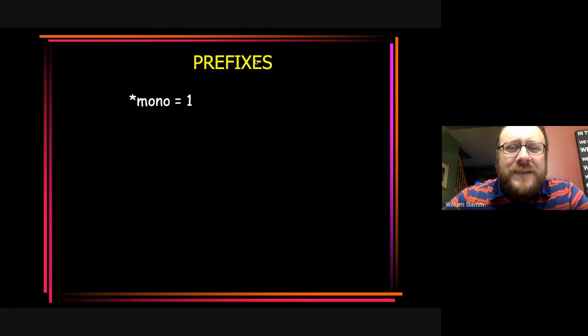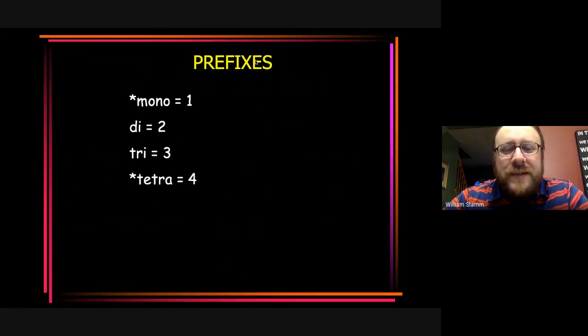So let's go with the prefixes first, and these are pretty standard prefixes, so I don't think there's going to be much confusion for these. Mono means one, obviously. Di, in this case, is going to mean two. Tri, three. Tetra, four.